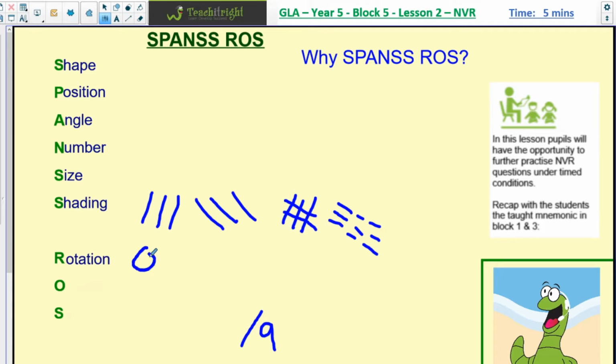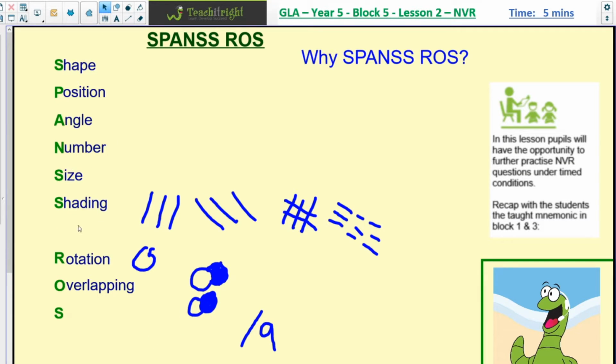R, very nice and easy, stands for rotation. So has the shape been rotated, twisted round? O, and this O one really ties into the shading quite nicely, is the shape overlapping? So for example, if I've got myself a white circle and behind it I've got a shaded in circle, and then suddenly I've now got my white circle, but actually the shaded in circle, the coloured in circle, is on top. Being able to see that, for example, if I colour this one in the same way, hopefully you can see that it's actually the overlap that's now changed.